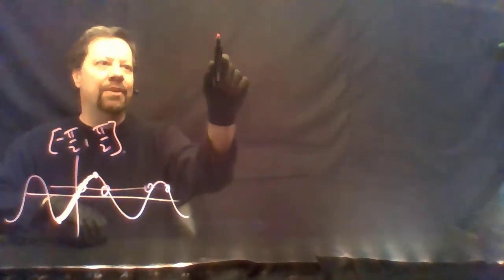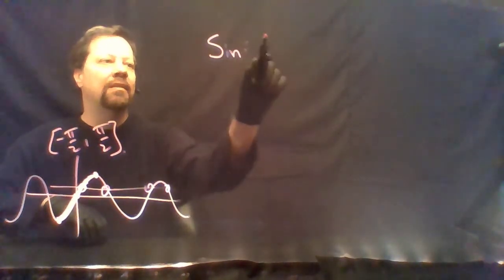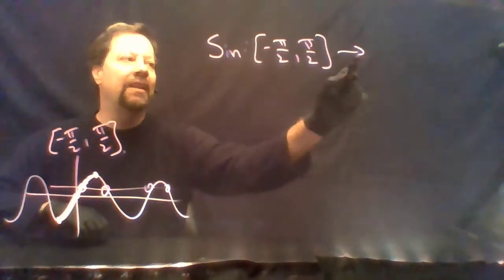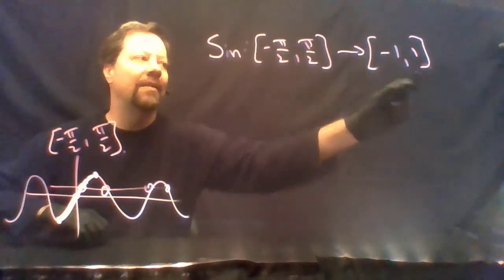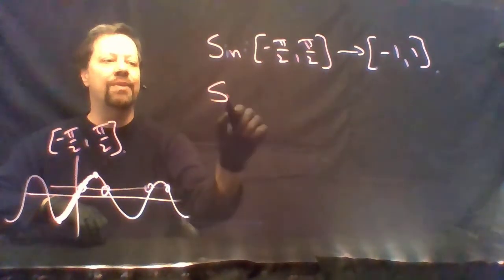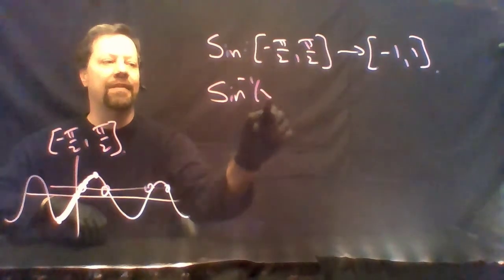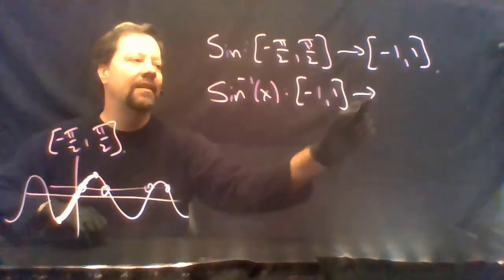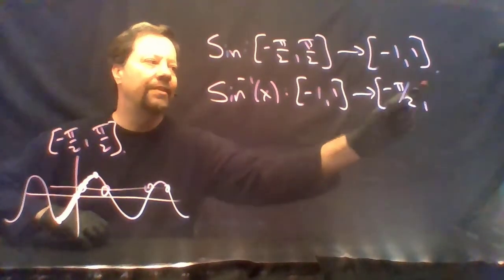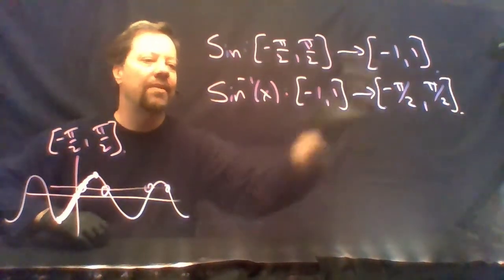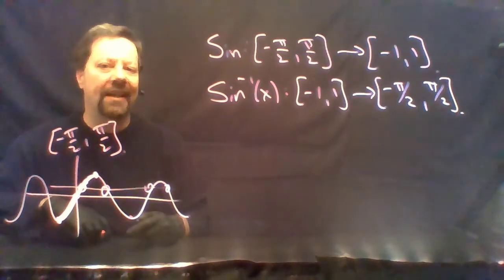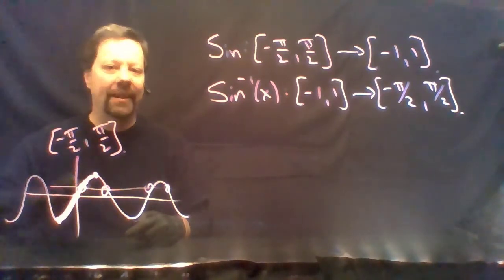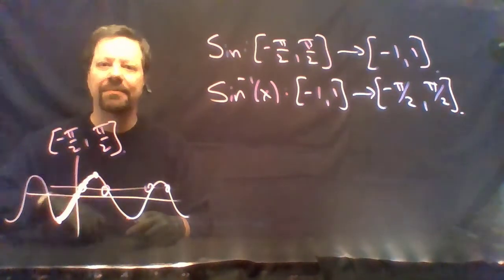So if we restrict the sine function to minus pi over 2 to pi over 2, it will output numbers between -1 and 1. And on this restricted domain, there will be an inverse function. That inverse function will map the interval from -1 to 1 into negative pi over 2 to pi over 2. So the inverse sine function only outputs angles in quadrants 1 and 4, and only in quadrant 4 between negative pi over 2 and 0.